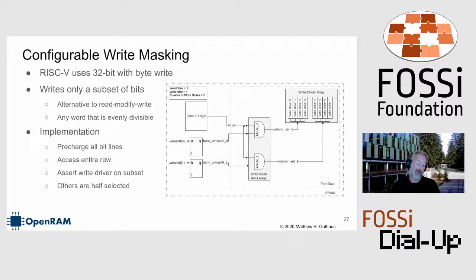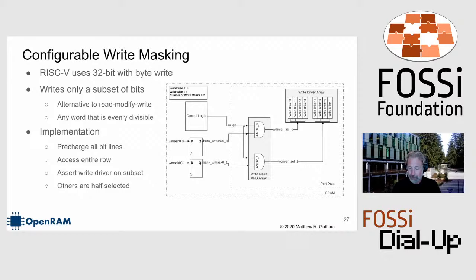This is basically completely configurable. You can do down to one or two bits. It depends on how wide this AND gate is compared to your bit cell. But you can do down to almost a bit masking, or you can do up to a whole word masking, obviously. That's the default. So that's in the existing code.